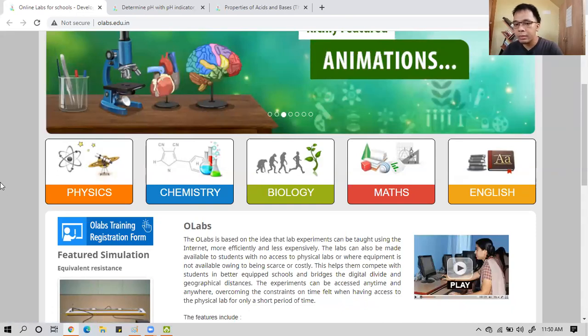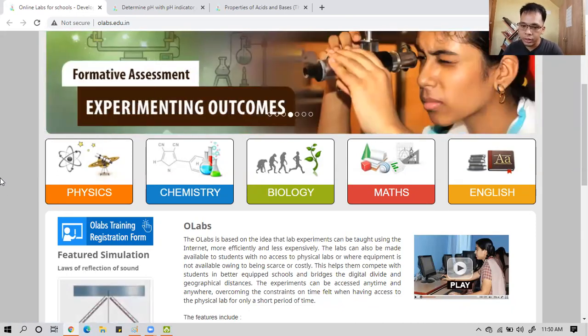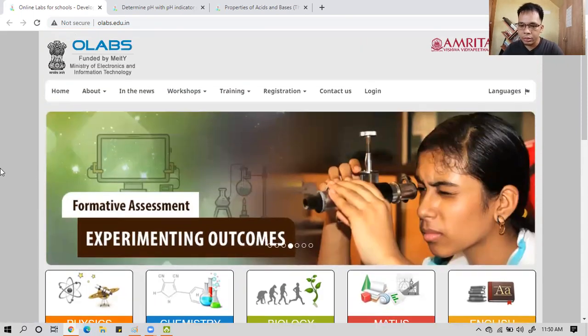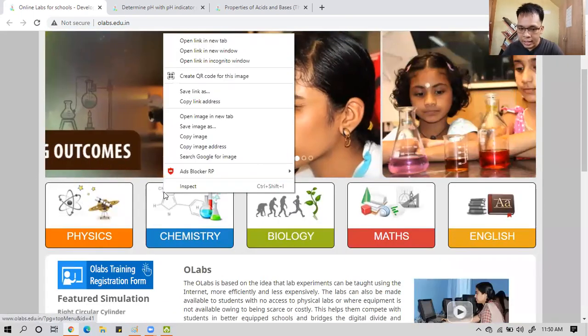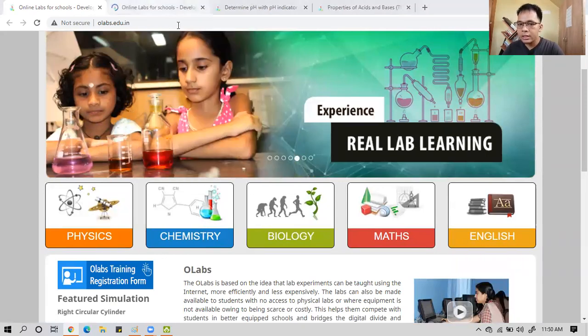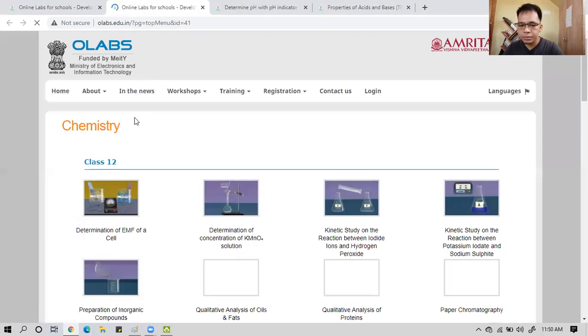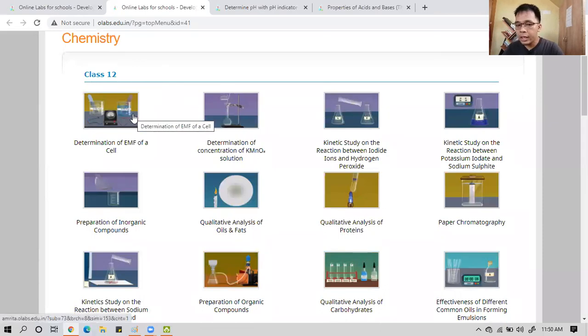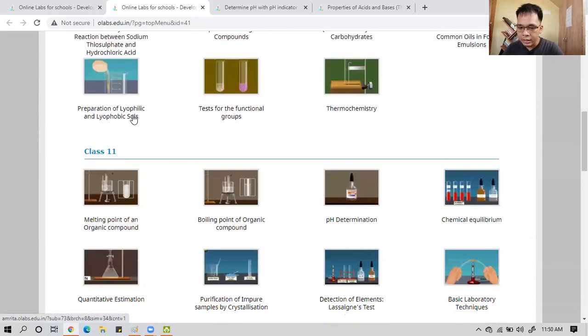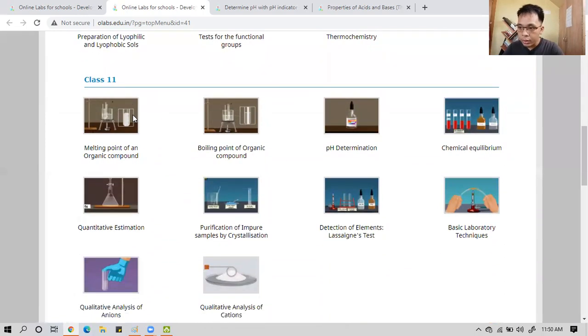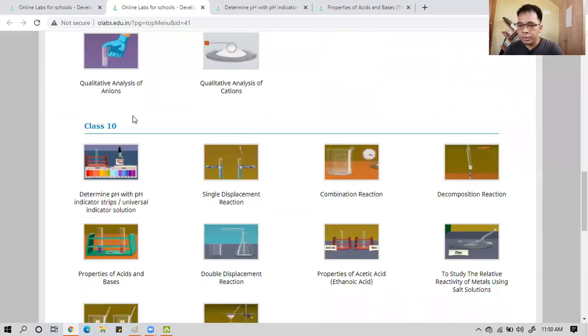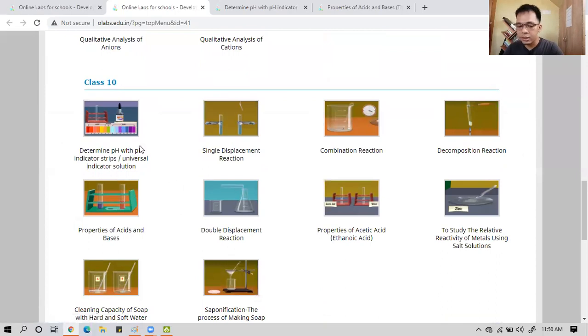I will send a link later, guys, so you can also practice the virtual lab I'm referring to. So okay, let's go to chemistry, and you'll notice in our link there are experiments that we will use throughout our semester. But since our experiment is all about acids and bases, we will take the determination of pH with pH indicator strips and universal indicator solution, and the properties of acids and bases.